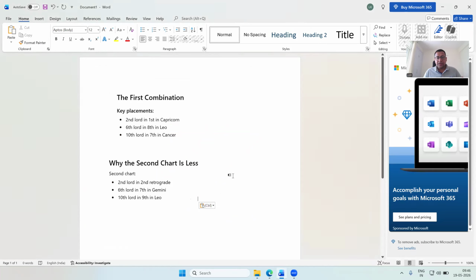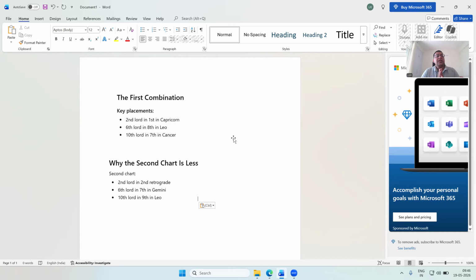So see the second chart. Why is the second chart less medical? Let's understand that. In the second chart we have these positions: second lord in second house retrograde, sixth lord in seventh house in Gemini, and 10th lord in ninth house in Leo. Now let us compare the possibility of the events that can happen with each combination.